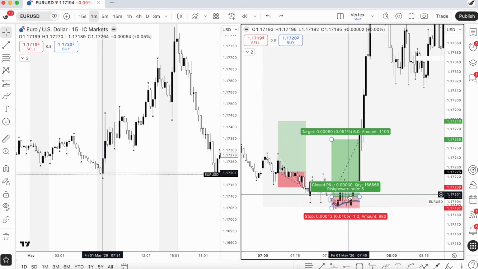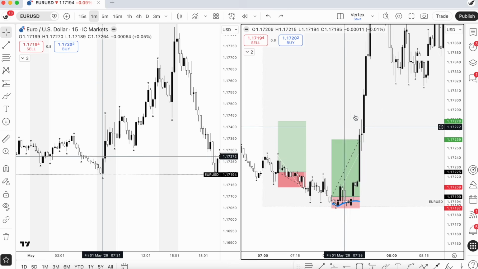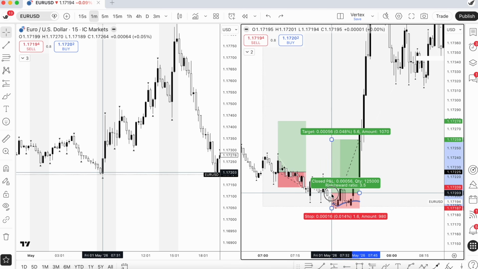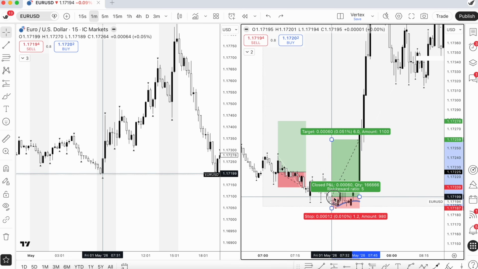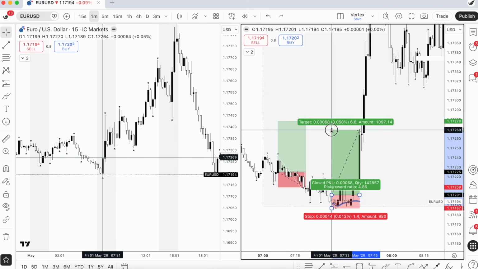And again, with the speed of entry like that, in this case, you still would have been fine. But say by the time you entered, you probably would have been late. Or to be fair, if you were late, you probably would have got a better entry in this case. But say, for example, if you were late by here, your stop loss would be bigger, which means your target would have to be bigger. And again, there is a risk of potentially missing the trade.